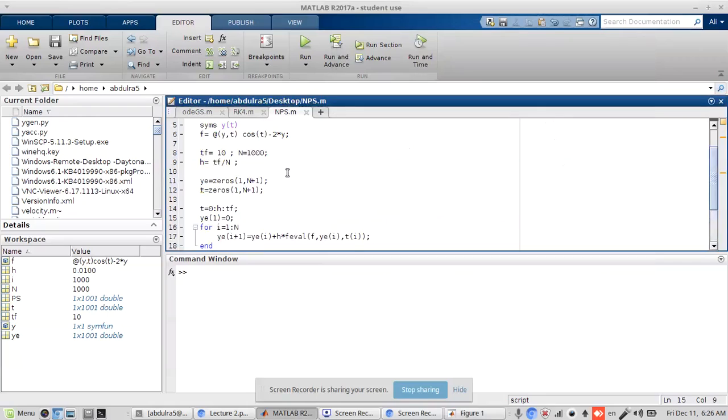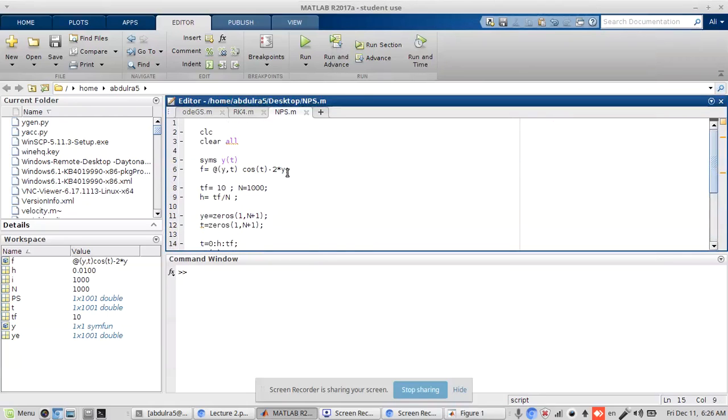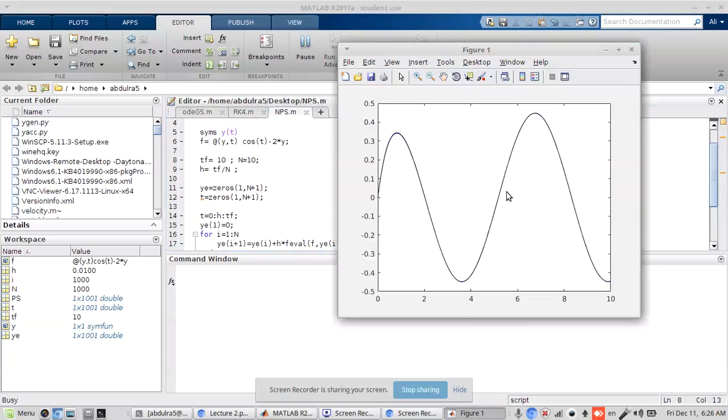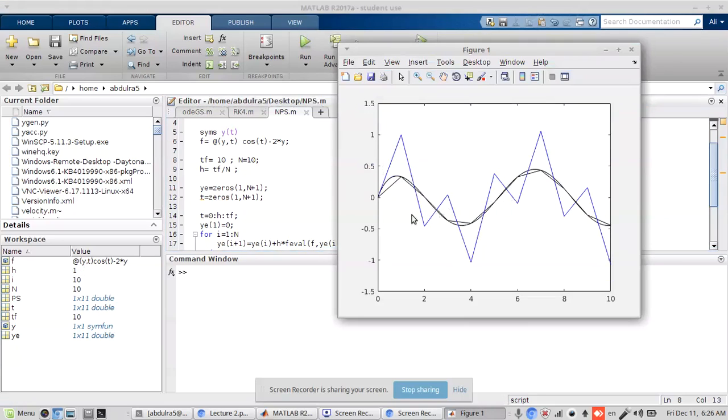So our numerical method is accurate. It's accurate enough in engineering. But if I make n small, we will see there are a lot of differences between the two solutions. So this solution when n equals 10 is not accurate.